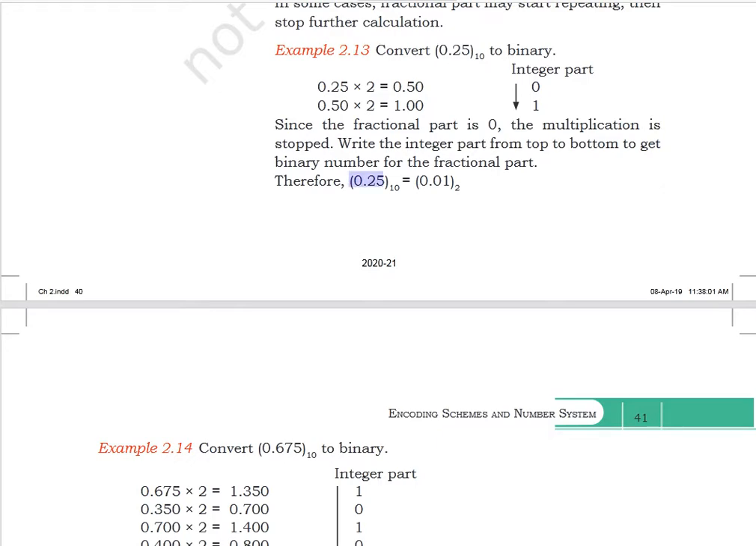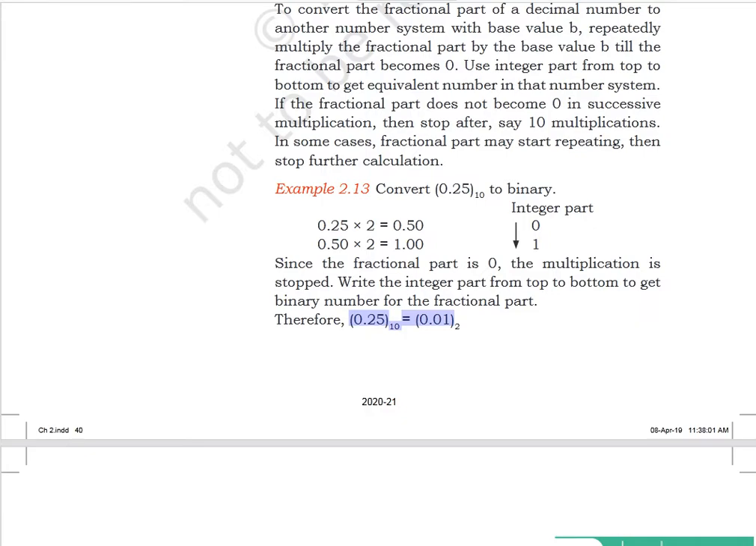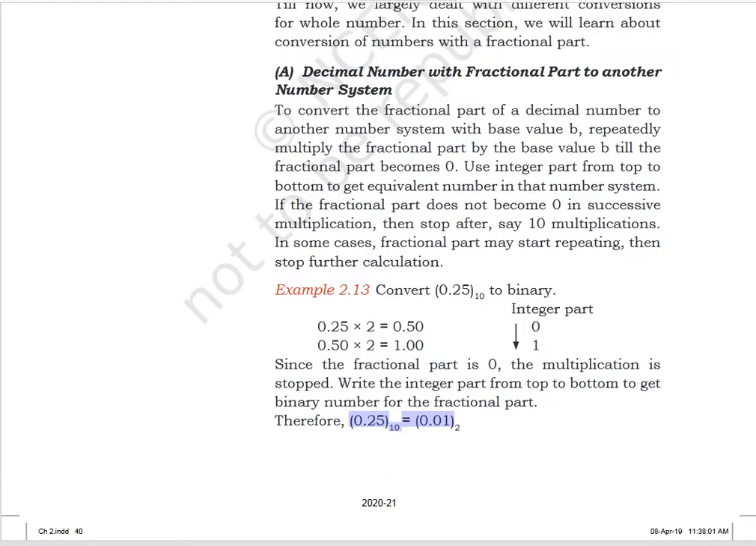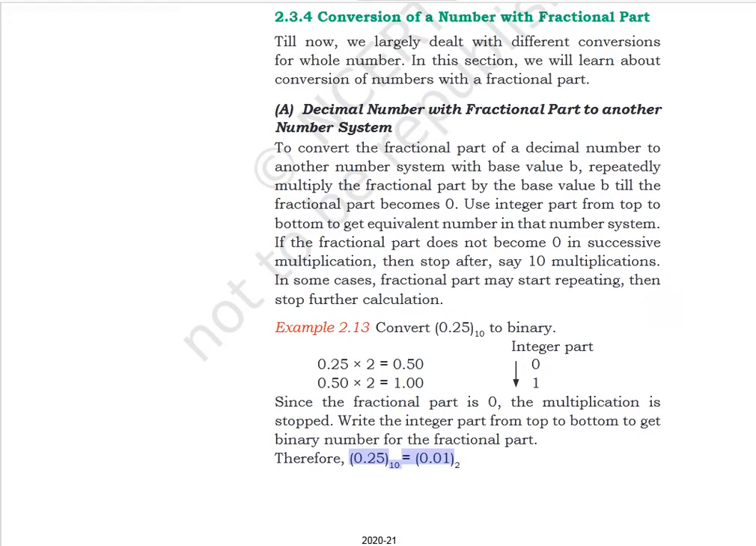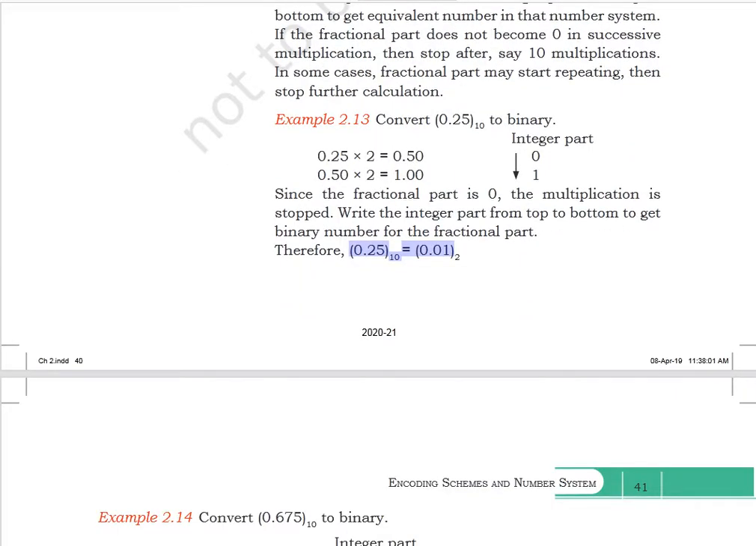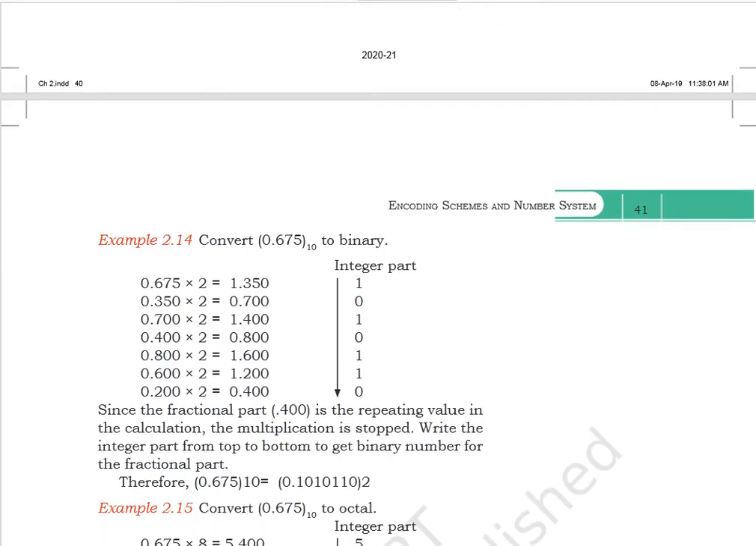So the equivalent binary number of the fractional part 0.25 to the base 10 is equal to 0.01 to the base 2. So this is an example of how to convert a fractional number to its equivalent in another number system, here a binary number.